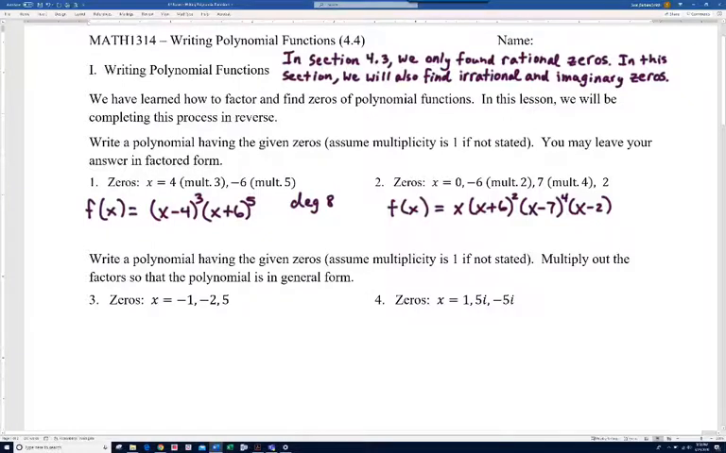All right, so on number 3 here we have zeros of negative 1, negative 2, and 5. So, oops, I forgot to put the degree in up on number 2. You just add those exponents there, you get 8. Okay, let's go back to 3 here. So f of x, there's another thing I wanted to talk about before we get into that. Notice it says write a polynomial.